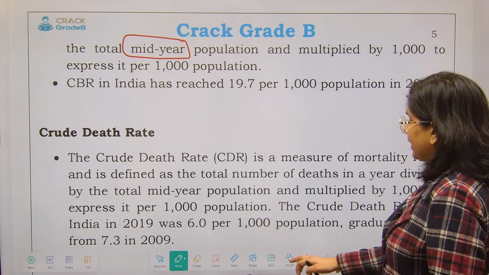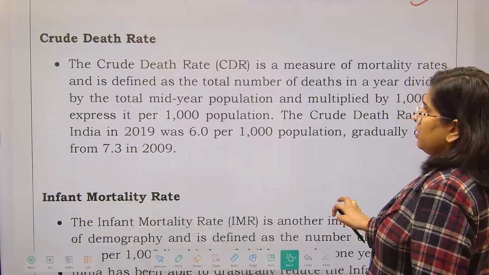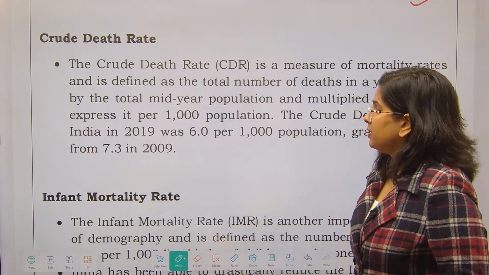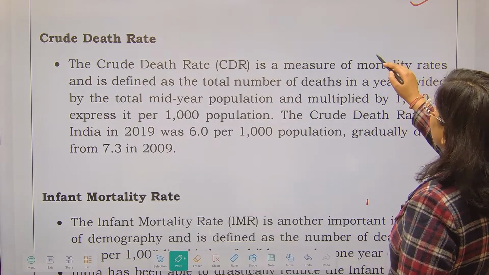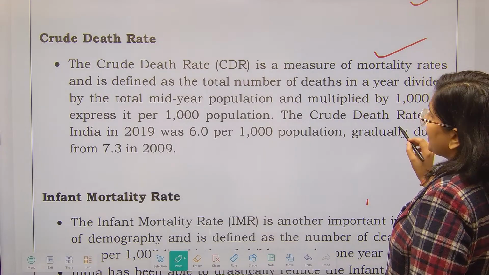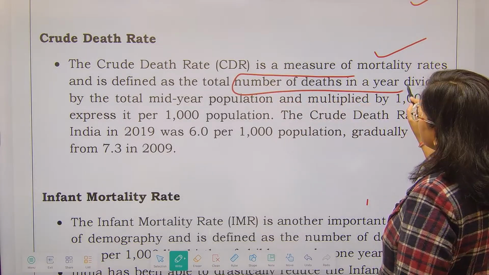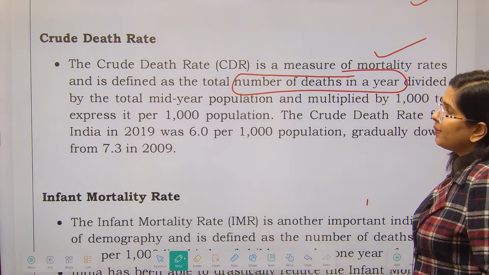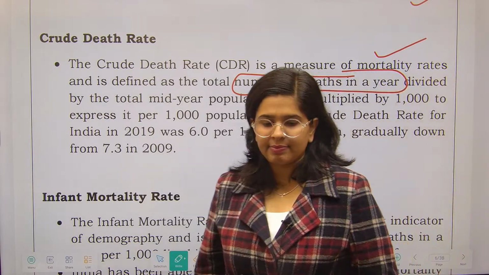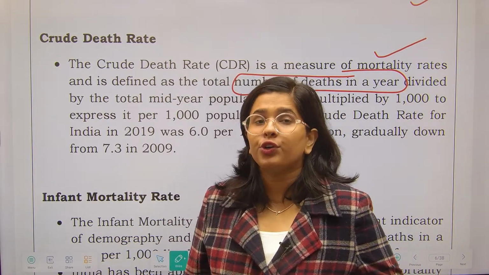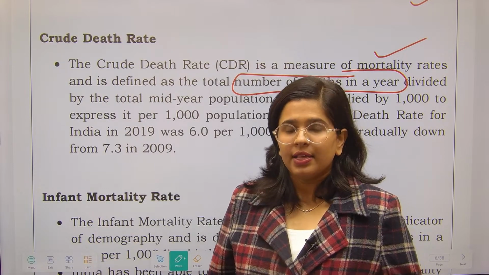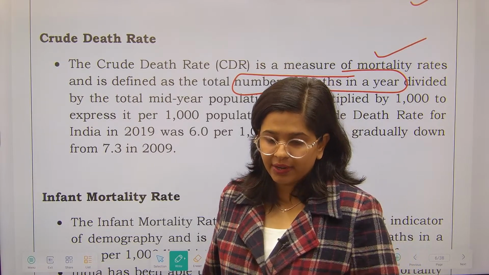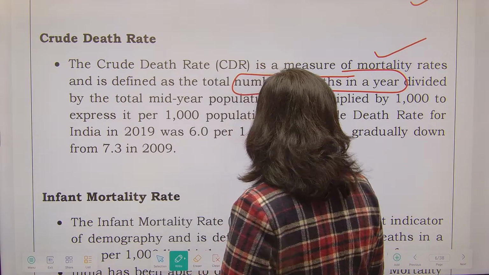Now what is crude death rate? So again over here the definition part is very important. So crude death rate is a measure of mortality, and it is defined as the total number of deaths in a year divided by the total mid-year population, and then it is multiplied by 1000 in order to express the data in per thousand population. Right? So this is your crude death rate. Now let's talk about the IMR.